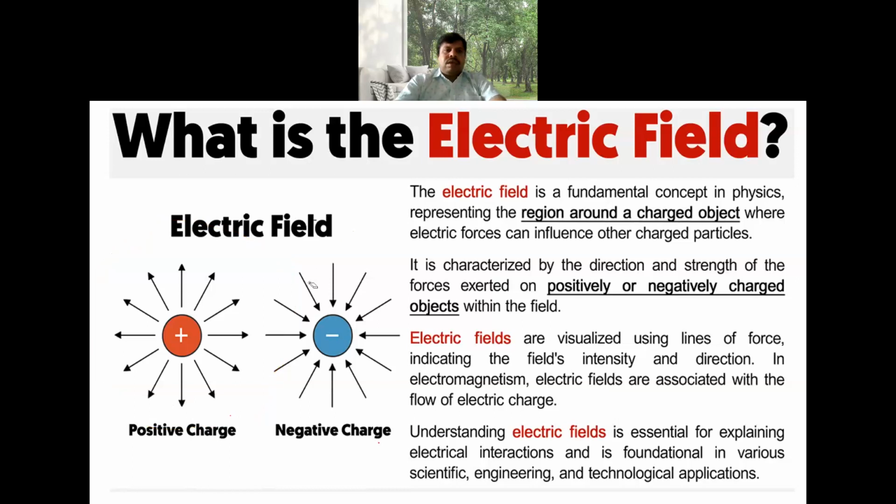Now, let us see this one. Here is the description of the electric field. Electric fields are visualized using lines of force indicating the field's intensity and direction. In electromagnetism, electric fields are associated with the flow of electric charge. Understanding the electric field is essential for explaining electrical interactions and is foundational in various scientific and technological applications.